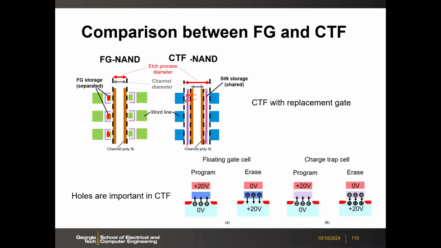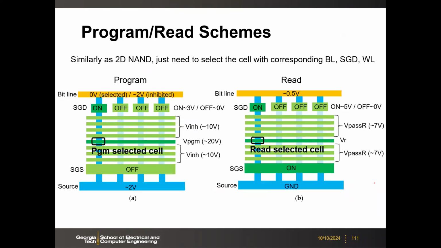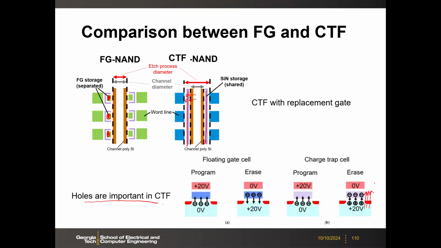And here, holes are important in the charge trap. So in the erase, holes are injected. Involvement of holes in the program of the charge trap? Not much. I don't know exactly why, but usually we say that the holes help with the erase. Program is still mostly electrons.